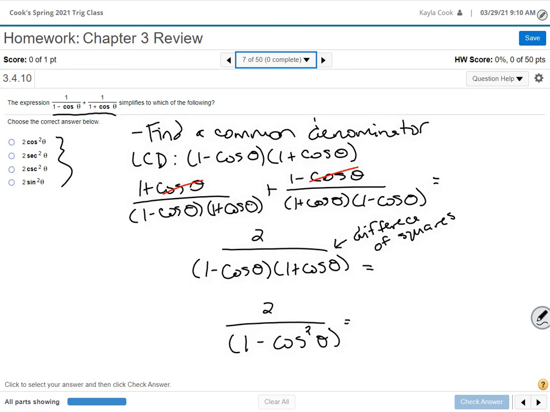Well, this looks like a Pythagorean identity. Anytime you see cosine squared or sine squared, I want you to think of Pythagorean identity. And 1 minus cosine squared theta is sine squared theta.